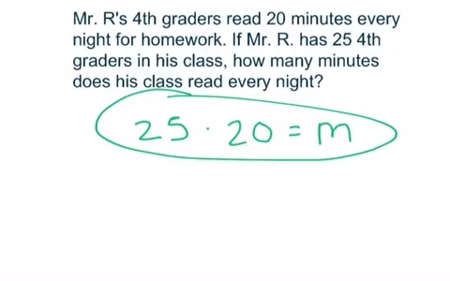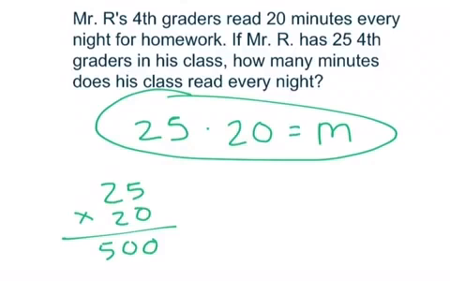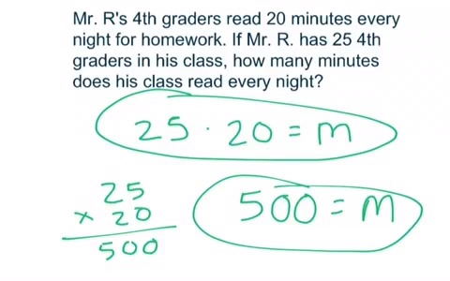And so I would just do 25 times 20. And then just that 0 is just going to go down below. And then 25 times 2 is 50. So 500. So every night my students read a total of 500 minutes. So once again, this is my solution equation along with my procedure equation of how I would proceed to solve the story problem.